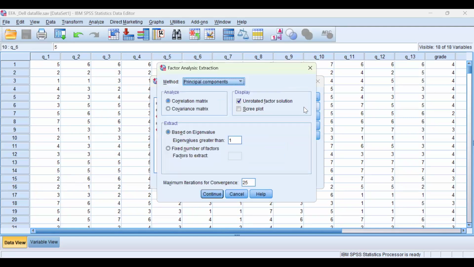Next, we go to extraction. Now, there are different methods of extraction. You can see here, there are at least 6 to 7 methods. However, there are certain rules which we need to understand when we follow any method of extraction.